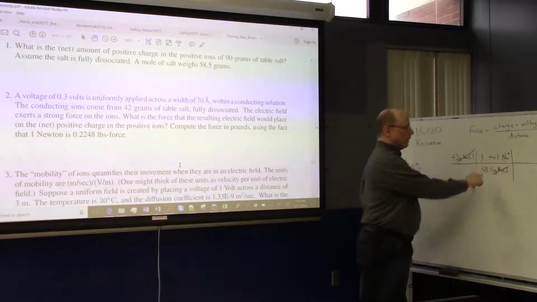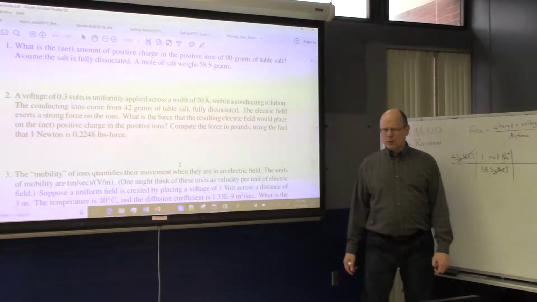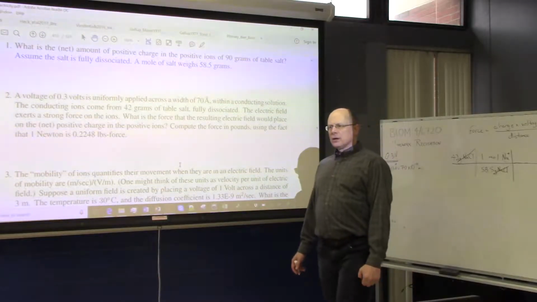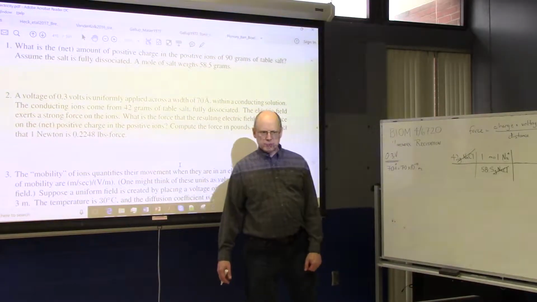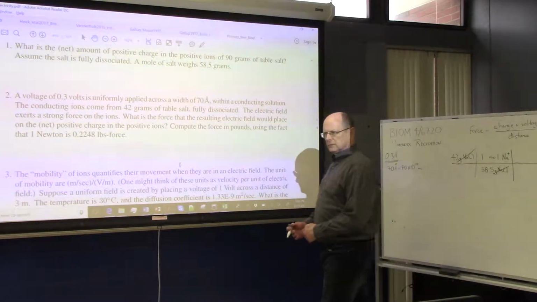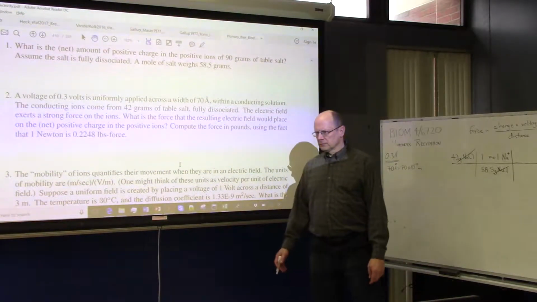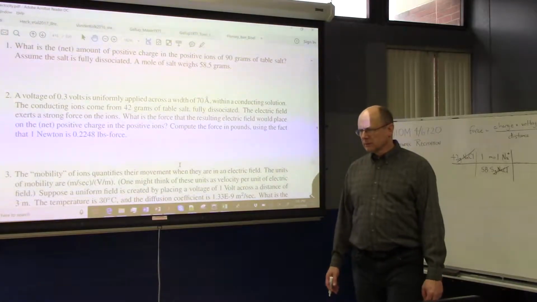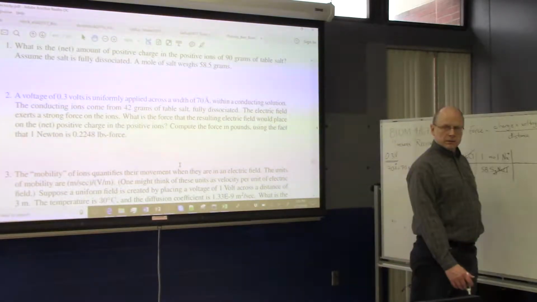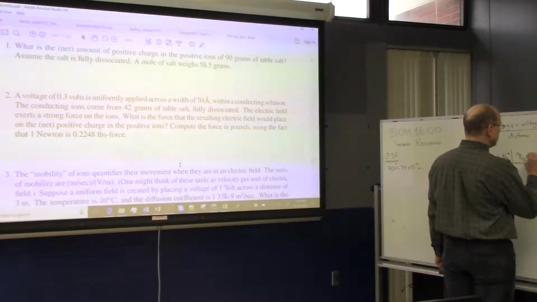Now, I want coulombs. So how do I get from here to coulombs? Faraday? And what is Faraday's number? 96,000. Yeah, it's the last page of chapter 3. There's a little list of constants there. I want to put a little sticky note on that page. What is it? 96,487. 96487 units, please.